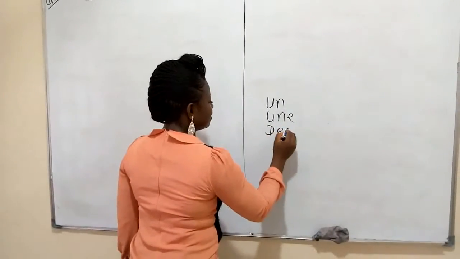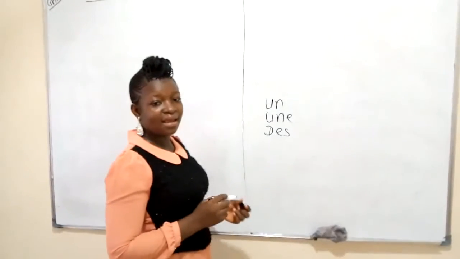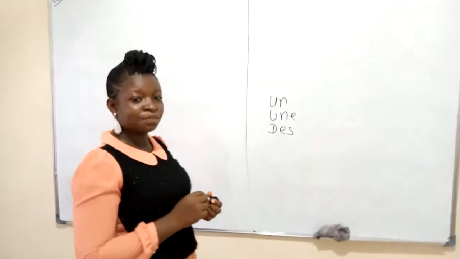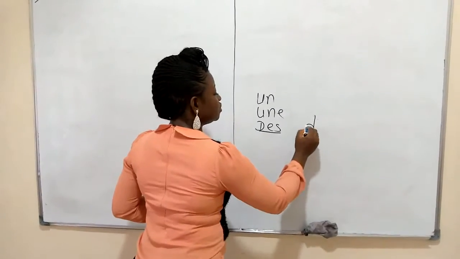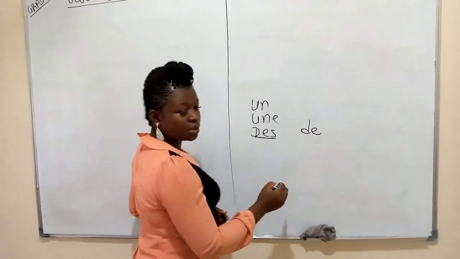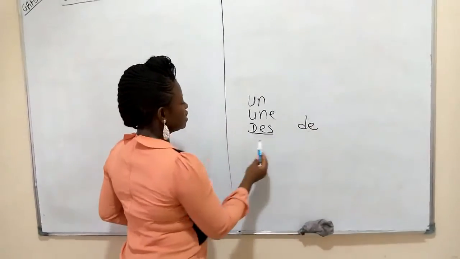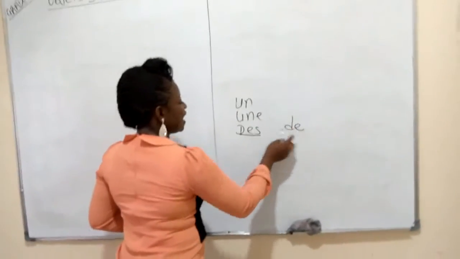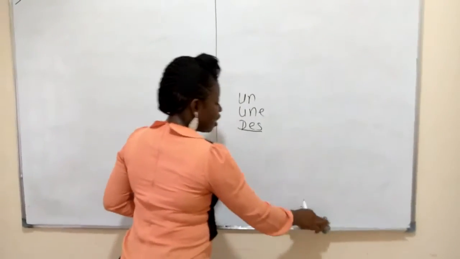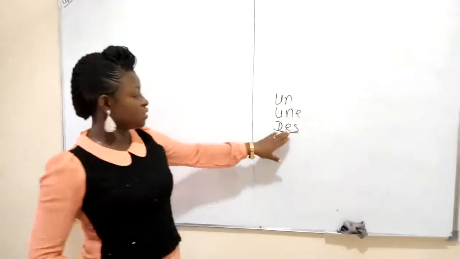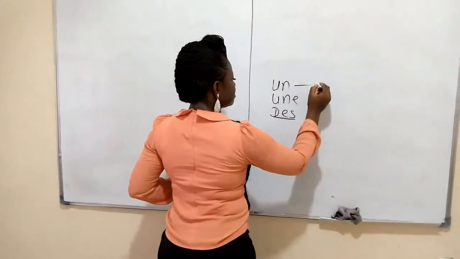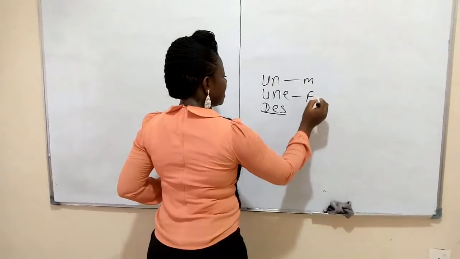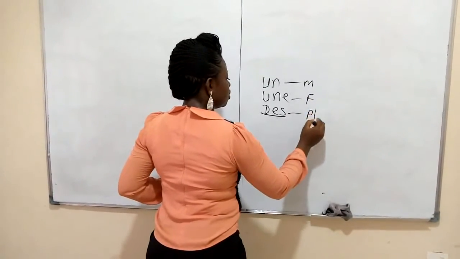There. Not this. There. So this is "des." Not "du." I know you know "du." This is pronounced as "du." This is "des." So the S there is silent. Okay. So once you see this, know that it is plural. This is masculine, this is feminine, and this is plural.